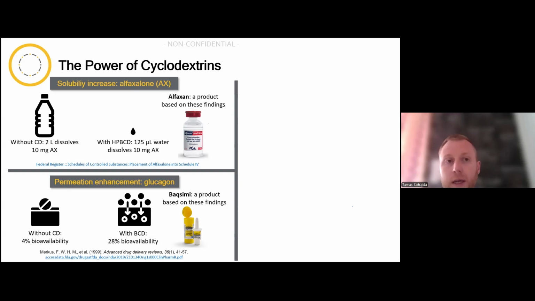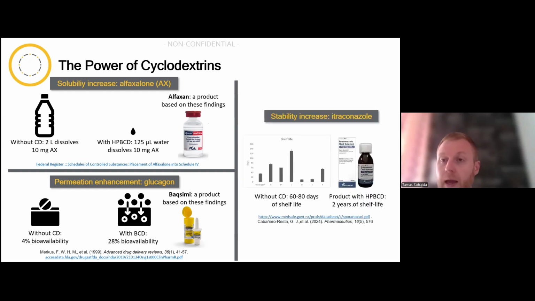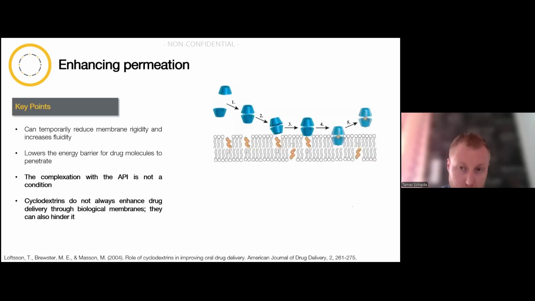About this one, again, it's very critical to understand what is possible and what is not possible in the field of oral formulation. So I have a specific slide for that. But for now, let's just say that they can, under certain circumstances, improve the permeation, as it can be seen with this nasal glucagon spray. And they can improve the stability of certain compounds, the oral solution of itraconazole, and the significantly improved shelf life of the product is a good example for that one.